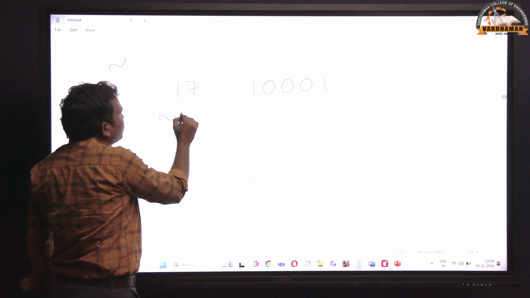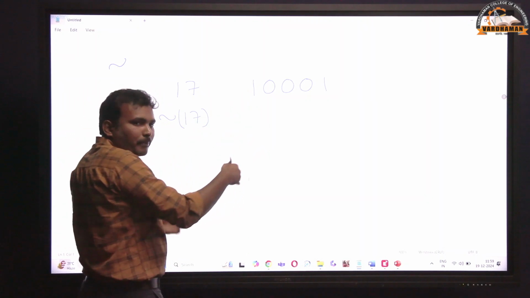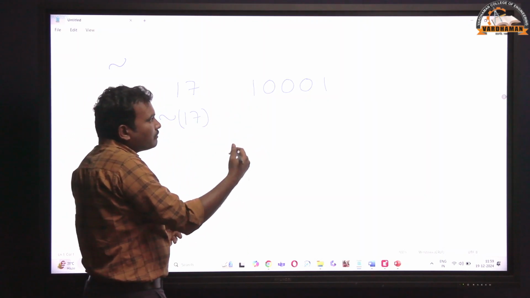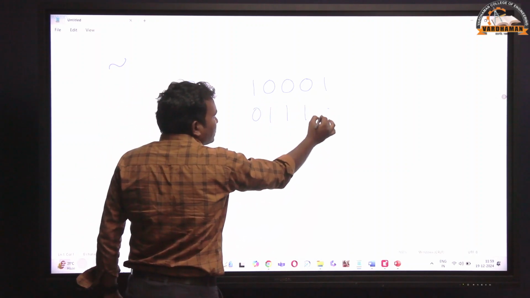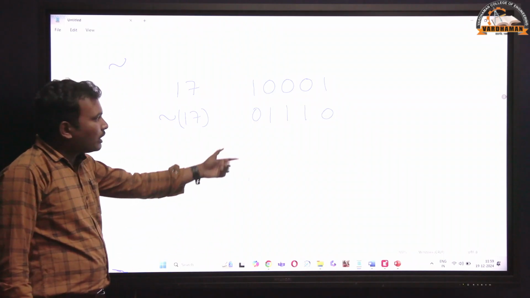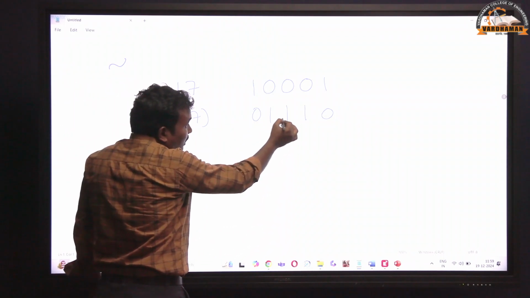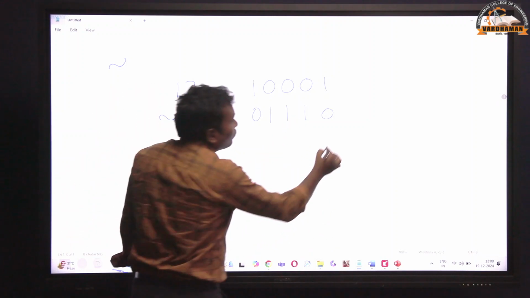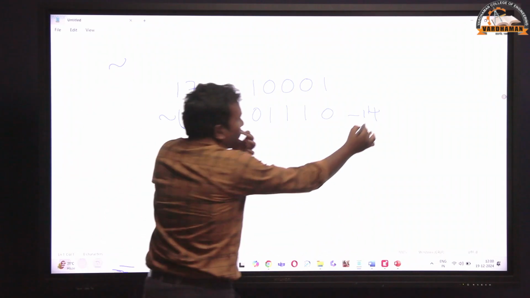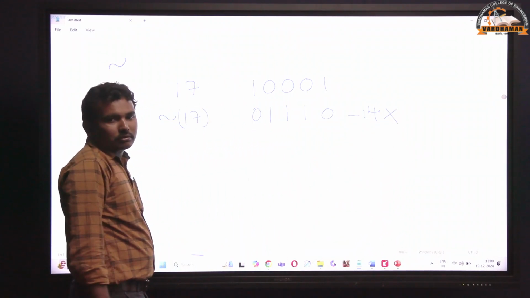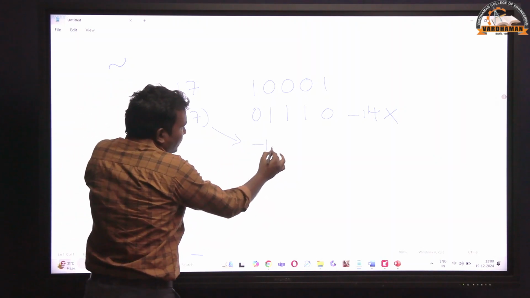Now when you apply negation to 17, what happens? Every bit will become the opposite. If you have 1, you will get 0. If you have 0, you will get 1. So 1 will be made 0, 0 will be made 1, giving 1, 1, 0. Now what is its value? For a human eye, it looks like 8 plus 4 plus 2, that is 14. But it is not 14. The negation of 17 is minus 18.